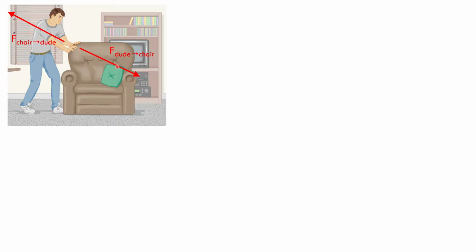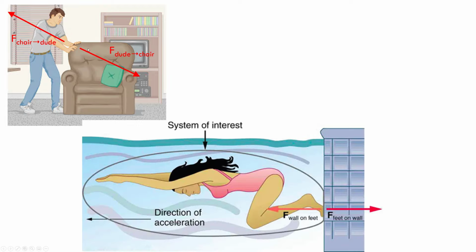Now, the difference is the chair probably has less mass, and maybe his shoes have a little bit of a better grip with some friction. So this force is able to move the chair, but the force does not move the dude. But it is the same force. Let's look at some other ones.